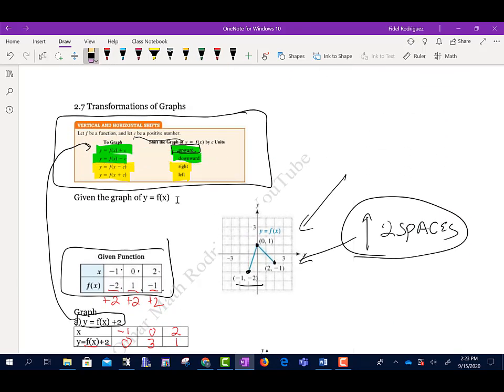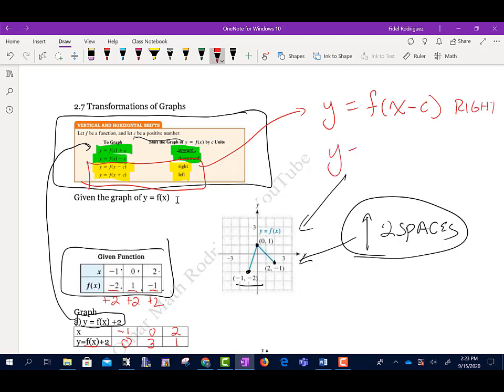And let me erase some of this mess. Okay, I'm looking at this piece right here. If you notice this part, y equals f of x minus c, it says I'm going to the right. And if I have y equals f of x plus c, it says I'm going to the left. Okay, so if I'm going to the right, I know it has a minus, but it says I'm going to the right. So to the right would be that direction.